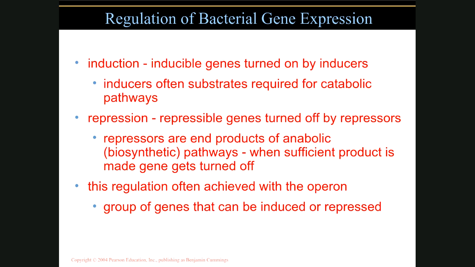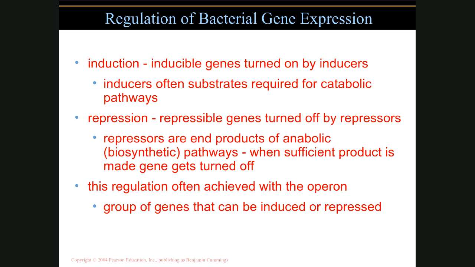Induction is the process of turning on a gene that's normally turned off. Inducible genes are typically those that code for enzymes needed for catabolic pathways, for those pathways that break down a food molecule and use it to make ATP. So if a different food source is required, then many bacteria can turn on a gene needed to make enzymes so they can use that alternate food source. But if that alternate food source is not required, those genes are turned off. Otherwise, it would be wasteful.